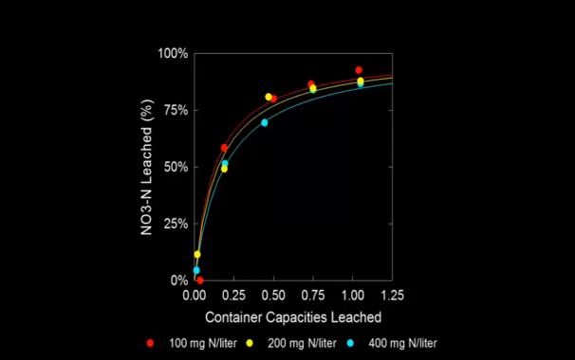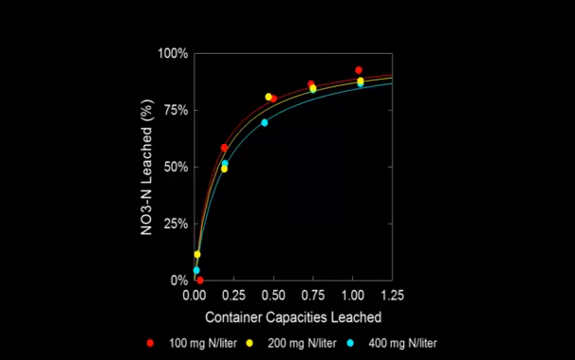This is also work from Mark Ulanich and John Birnbaum. They looked at container capacities leached on the plant and then how much of the nitrogen applied was leached out. If you go to 25% container capacity leached, so roughly 25% leaching fraction, around 50% of the total nitrogen applied was leached out of the bottom of the pot.